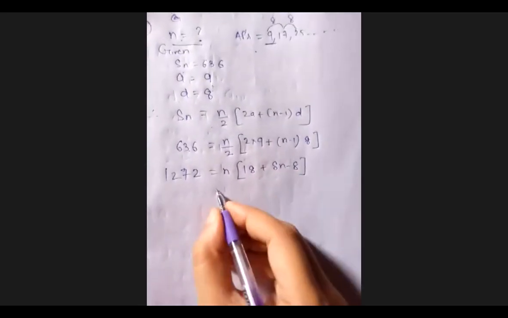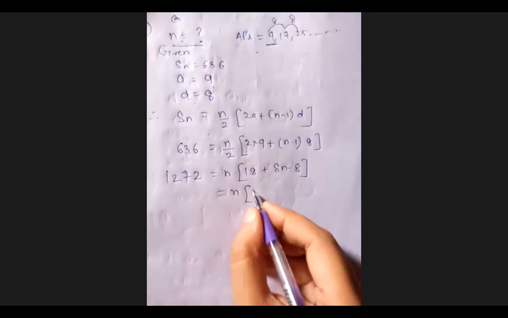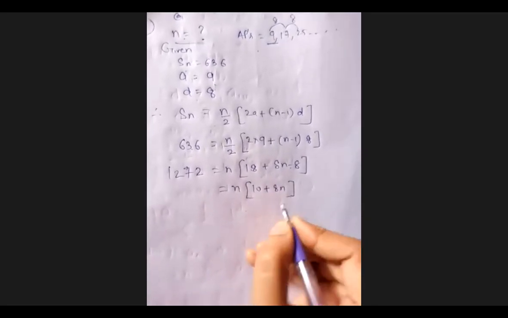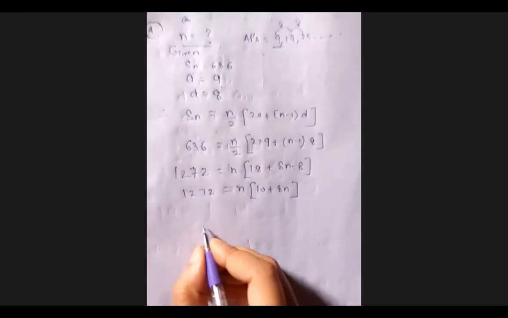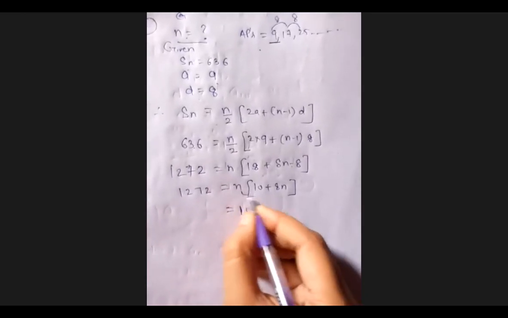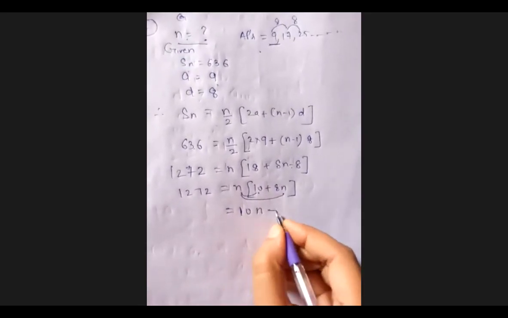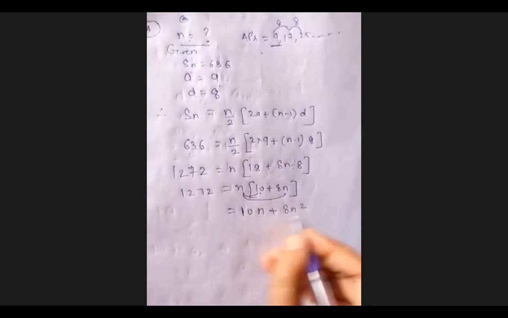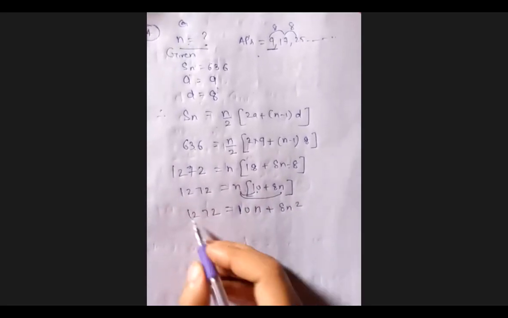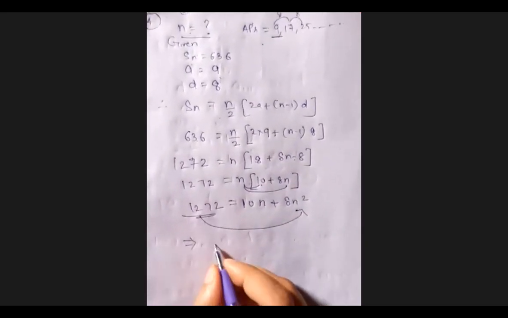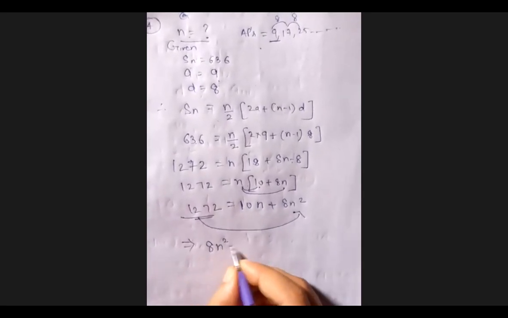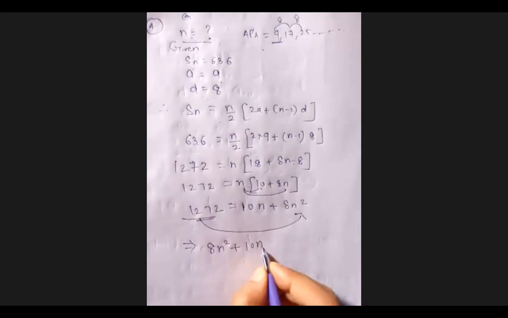So n, 18 plus 8n minus 8. This 18 minus 8, 10 plus 8n, and this is your 1272. Okay. So when you will multiply with n, 10n plus 8n square. Okay, and this is 1272. When you will transpose this thing to right hand side, you can write like a quadratic equation 8n square plus 10n minus 1272 equals to 0.